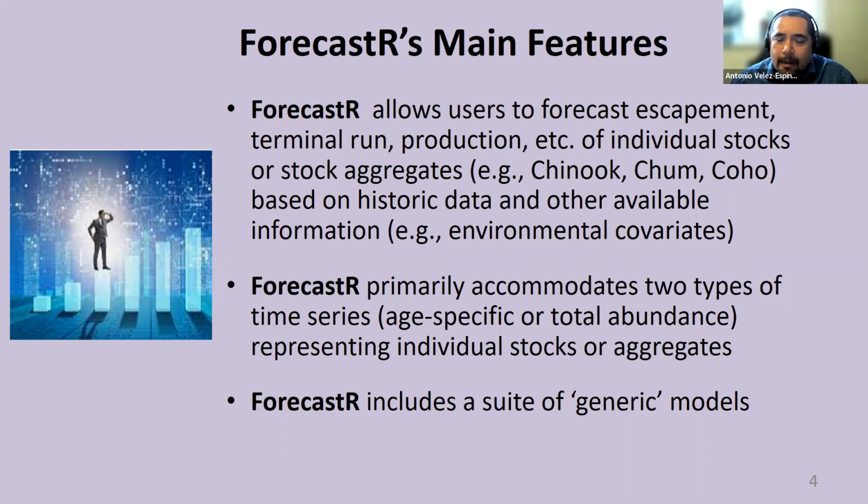In ForecastR, there are two main types of data that can be read. One is going to be age-specific data, right? If users have that information, it is going to guarantee better quality forecasts. But also in some cases, users only have total abundance, a time series of total abundance for a number of years. And ForecastR has a series of time series models and naive models that can be useful for those kinds of data, right? So those are the main two types, age-specific or total abundance. And the suite of generic models is what has been growing over the years, usually as a result of recommendations from the CTC or from users.